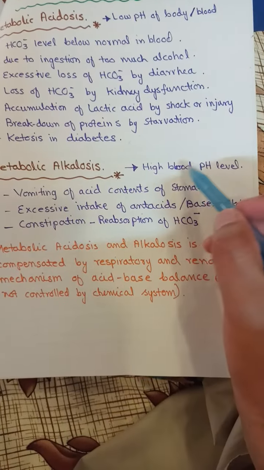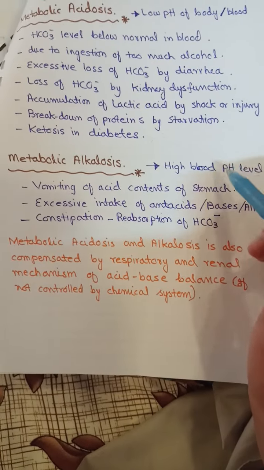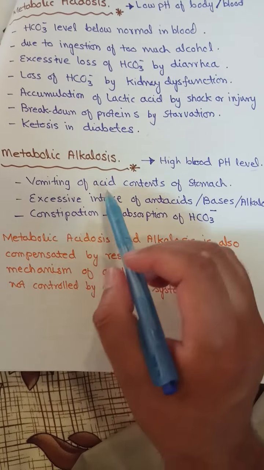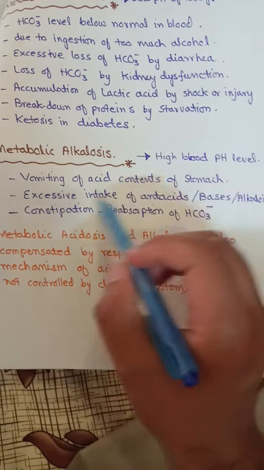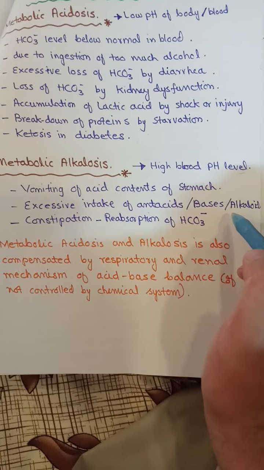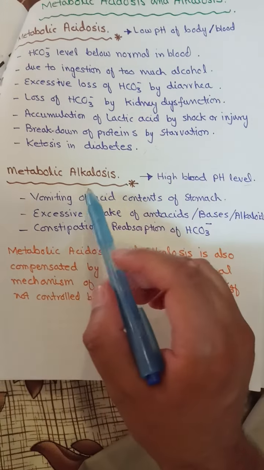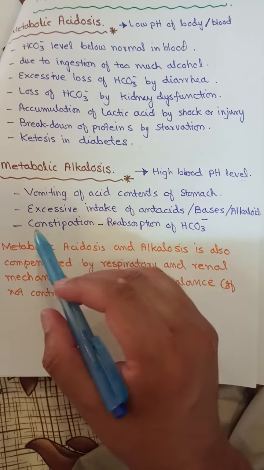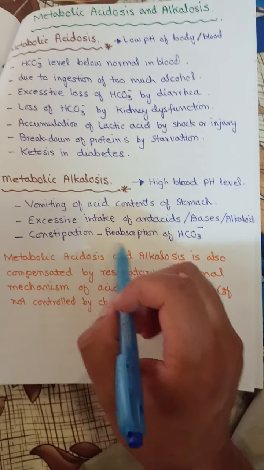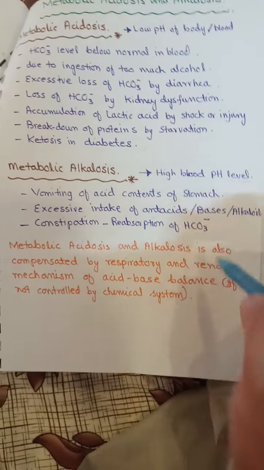Metabolic alkalosis is the high blood pH level. High blood pH level occurs because of vomiting of acid contents of the stomach, excessive intake of antacids, bases or alkalides. When we take more alkalides, alkalemia occurs in our body. And constipation and reabsorption of bicarbonate ion cause metabolic alkalosis.